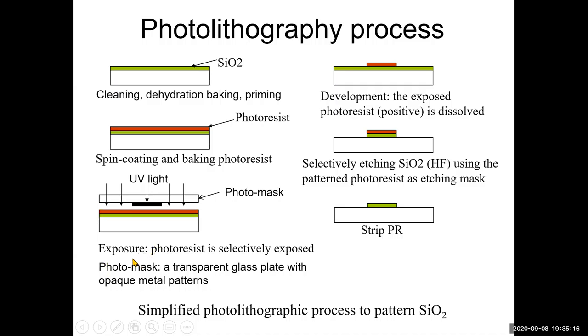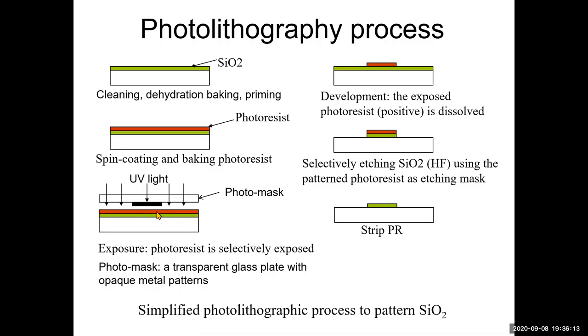Next step is exposure. Photoresist is selectively exposed with the help of a photomask by UV light. Please note that this photomask is simply a transparent glass plate with opaque metal patterns. For example, in this figure, this represents an opaque metal pattern. So the UV light can penetrate everywhere else except this area, so the photoresist underneath is exposed selectively.